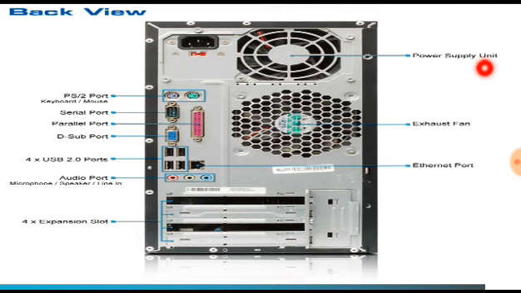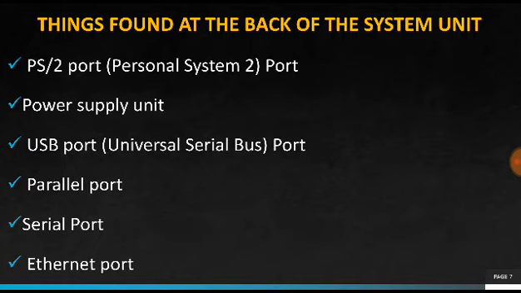The power supply unit, the exhaust fan or the fan, the Ethernet port or the network port, the expansion slot, the audio port or the jack port, the USB port, the VGA port or the DSUB port. We have the power port, the serial port, then the PS2 port. So all these are the things we can see at the back of the system unit. Make sure you study them well and know their names.